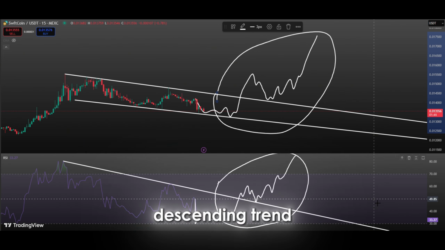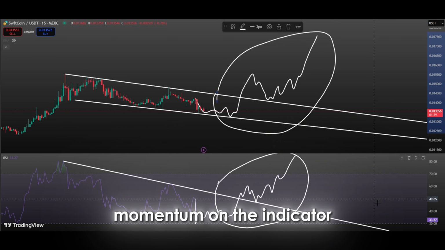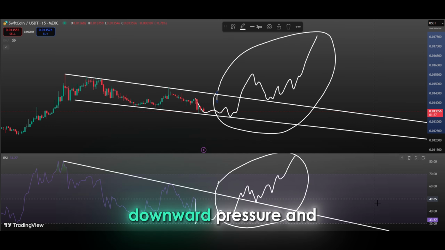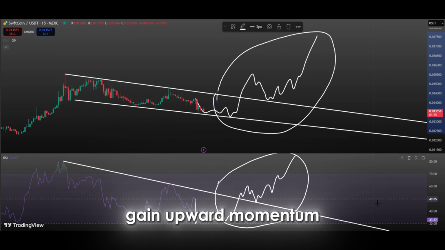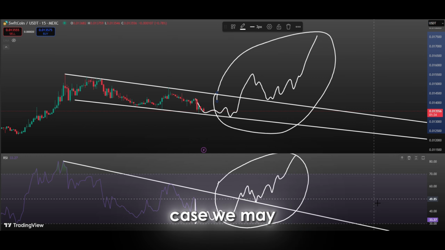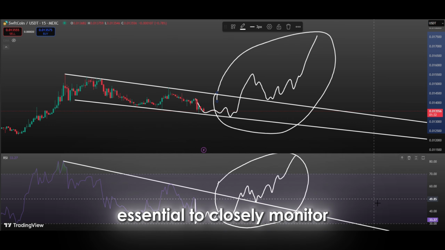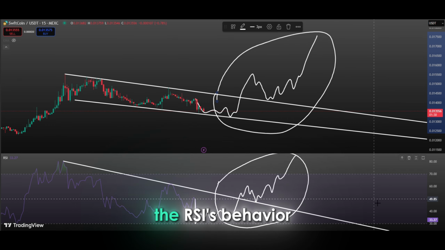In summary, the descending trend that has formed on the RSI is currently of critical importance. If the RSI breaks above this descending line, it would not only indicate strengthening momentum on the indicator, but also strongly suggest that the price may escape the current downward pressure and gain upward momentum. In such a case, we may be at the beginning of a period where the market's direction could change. That's why it's essential to closely monitor the RSI's behavior at this point. If a positive breakout occurs, a bullish wave may begin, and this rise could be stronger than expected.